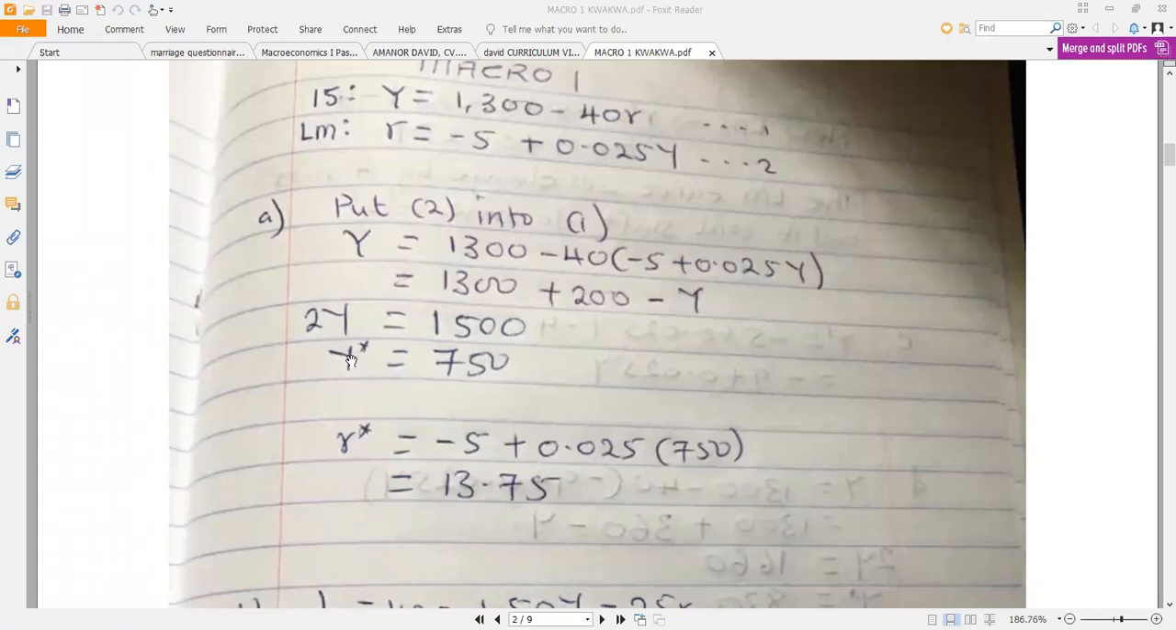So for you to get the equilibrium income, Y star, you divide through by 2. So Y star is equal to 750. Okay, so we've been able to get Y star, which is 750. If you want your R, you go back to the LM equation. This is Y, so put the 750 there. Put your Y star here. So we have -5. Then we have to expand the 0.025 times 750. When you simplify this, you get 13.75. So given these equations, the equilibrium income is 750. Equilibrium interest rate is 13.75.